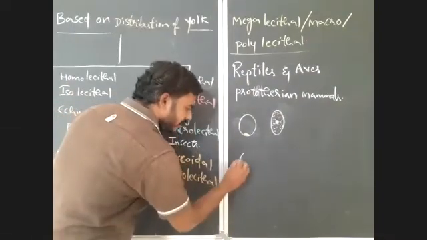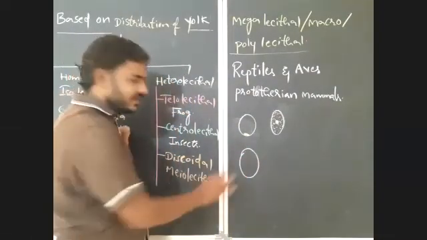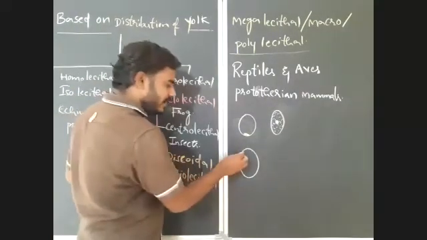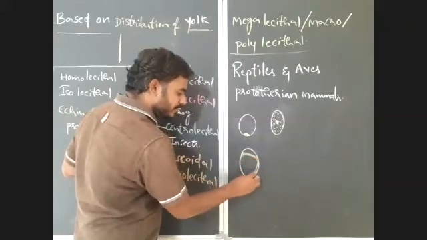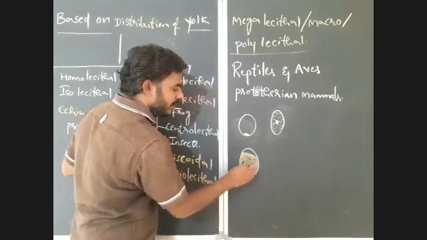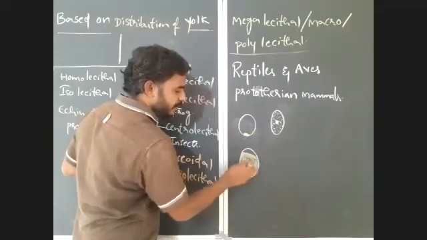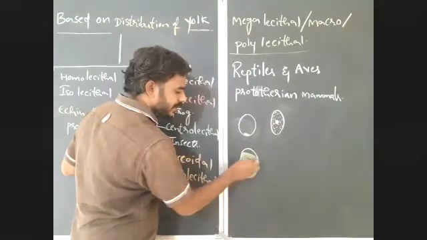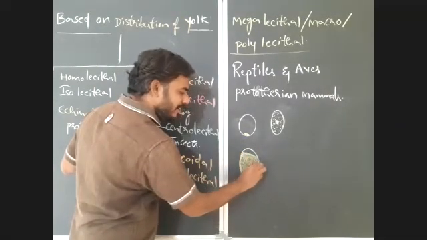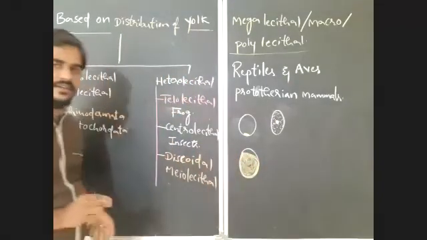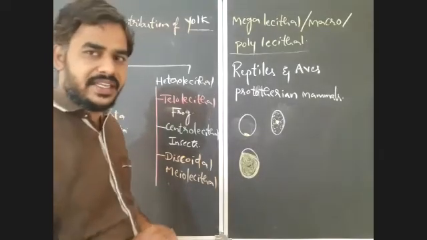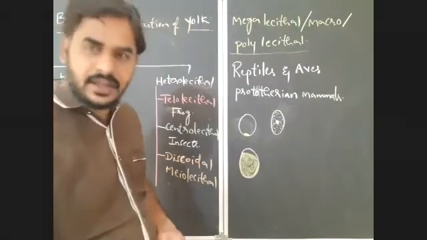Observe here, if it is egg, in this egg, majority of the portion of egg is occupied by the yolk. So which type of egg it is? Based on the quantity, based on the amount of yolk, which type of egg is this? It is the polylecithal or megalecithal or macrolecithal egg. So here, most of the region or most of the space in the egg is occupied by yolk.